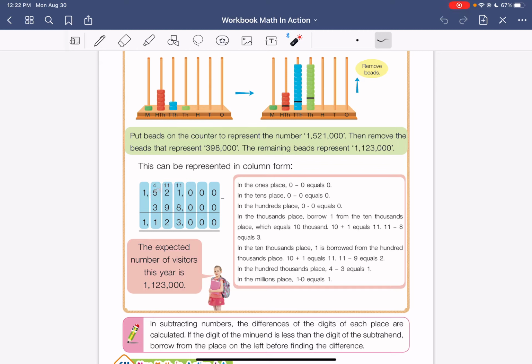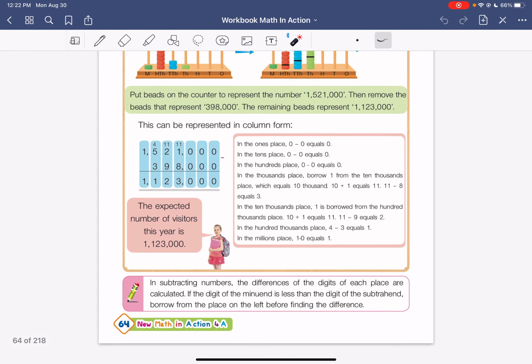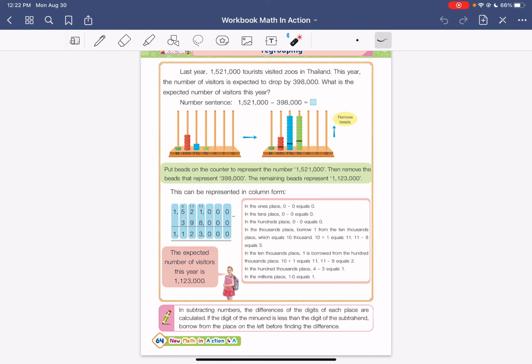We borrow from here. This becomes a 4. So 4 minus 3 is 1. So 1, 1. So we end up getting 1,123,000. So we can always borrow.